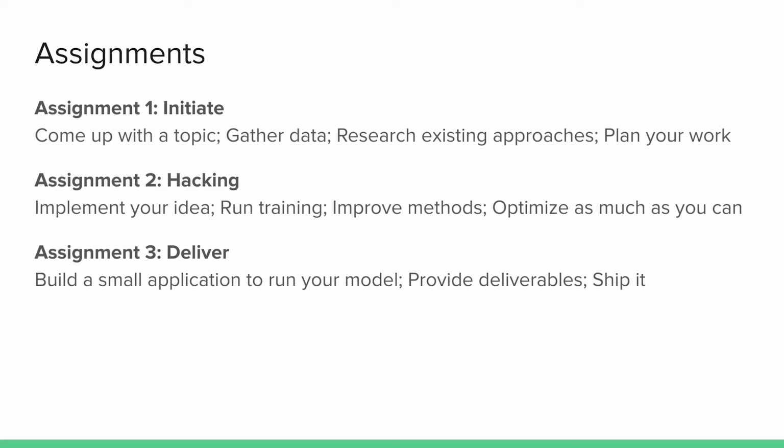Assignment 2 will be hacking, where you will implement your idea, you will run the training, you improve your methods, and you will optimize as much as you can within your given time frame. The project here is time limited till the end of the semester, so you will only have a certain amount of time, and when you train a neural network, it can take days for one training round to complete. So this is kind of an open-end problem. I just want you to do it to some extent in the assignment 2.